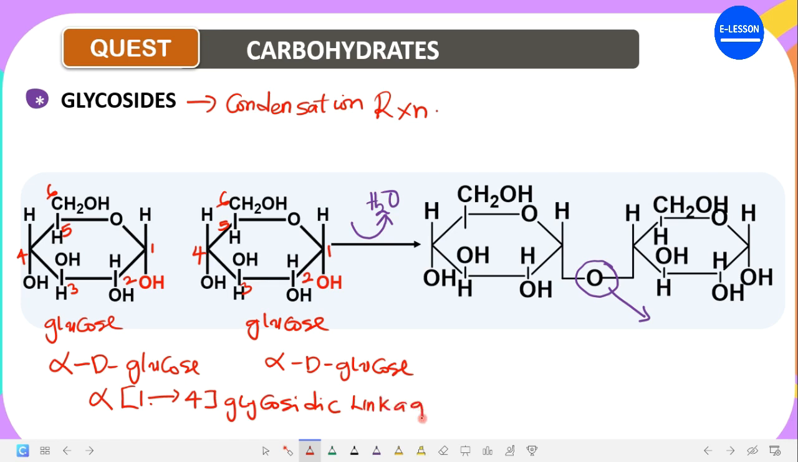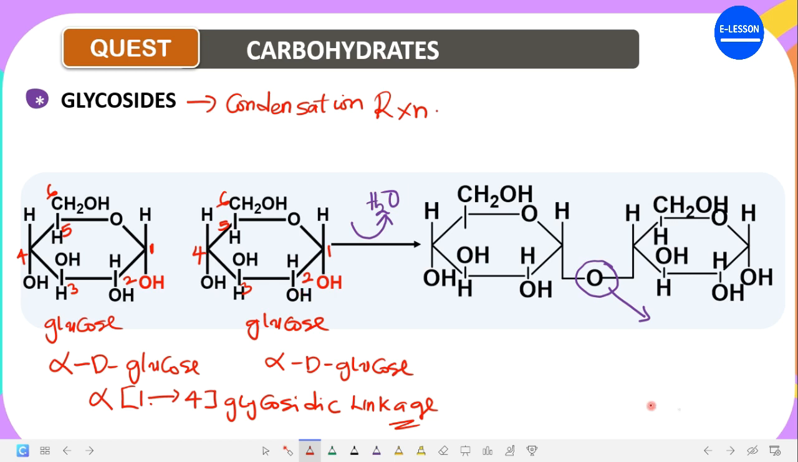Please take note of this. It's very important you know this. So the bond that links glucose and glucose molecules to form maltose is the alpha 1,4 glycosidic linkage. Is that understood? Why? Because it was the OH of carbon 1 here and the OH of carbon 4 here that linked, and both of the glucoses are alpha glucose. Are you getting it now?